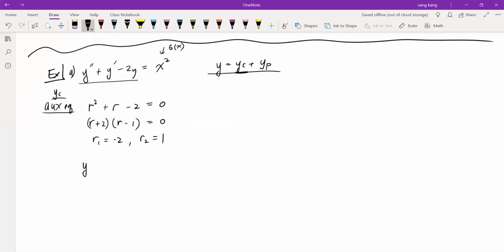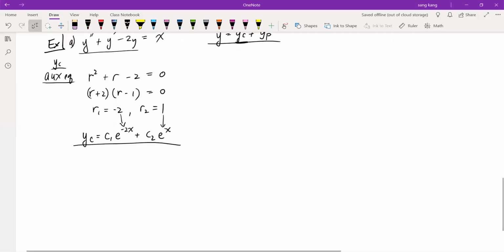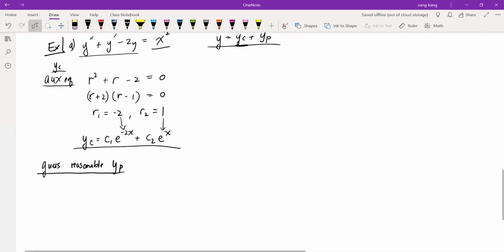That's the form of the general or the complementary solution that we're going to have. So yc is going to be c1 e to the -2x plus c2 e to the x. These are the coefficients here, just as a reminder. Now we're going to guess a reasonable particular solution, as we've outlined earlier. Since we have a polynomial, x squared, that's our highest power, a reasonable guess would be starting with the highest power and going down to the constant, so that would be our guess for our trial particular solution.